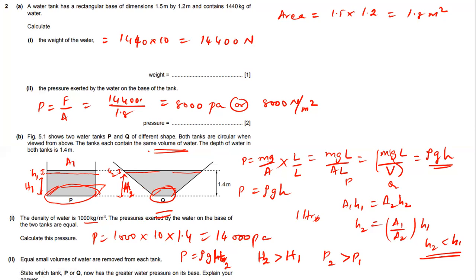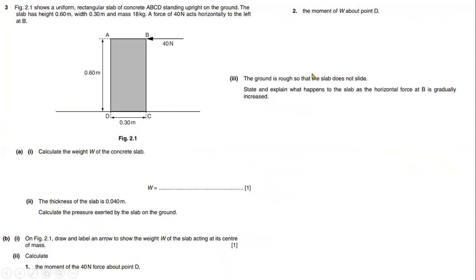Is this clear? Then now let us move on to the next one. Figure shows a uniform rectangular slab of concrete ABCD standing upright on the ground. So you're having a slab here. The slab height is 1.6 meters. Mass is given, width is given. A force of 40 Newton acts horizontally to the left at B. So you are pushing this slab by some force. Calculate the weight of the concrete slab. What is the weight?